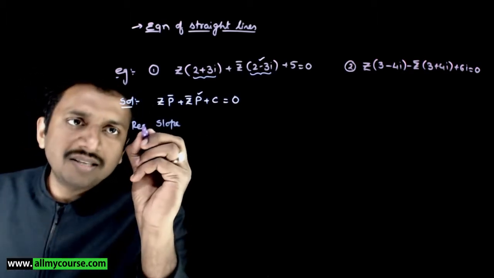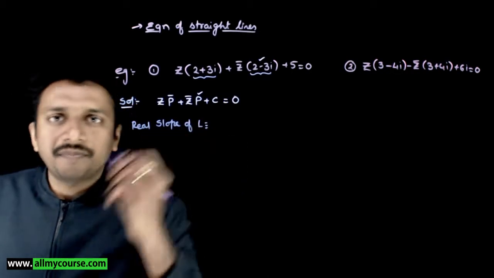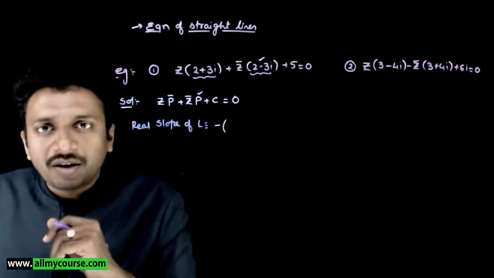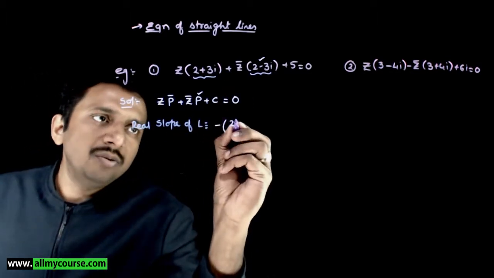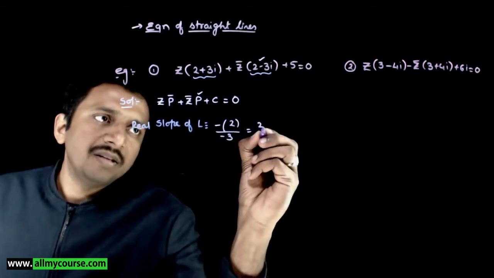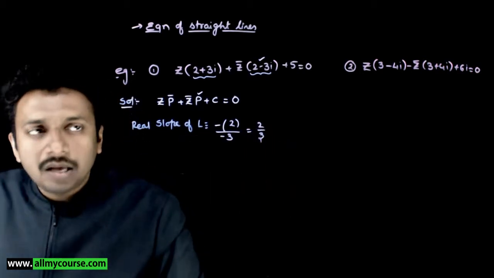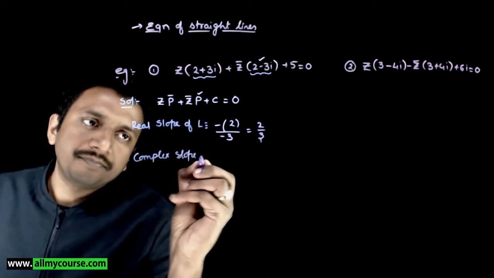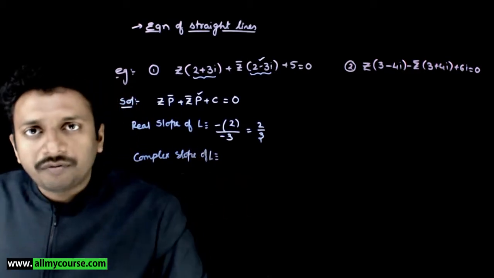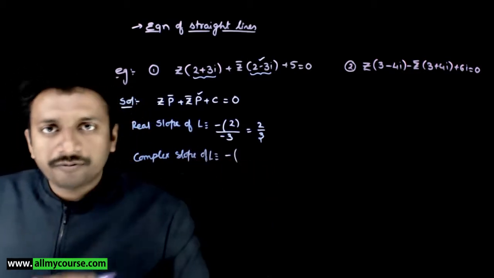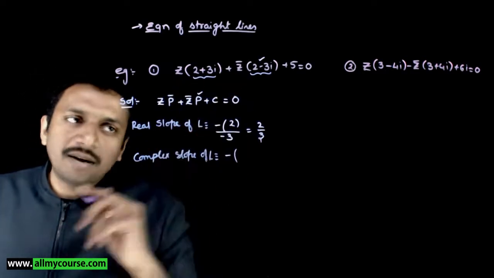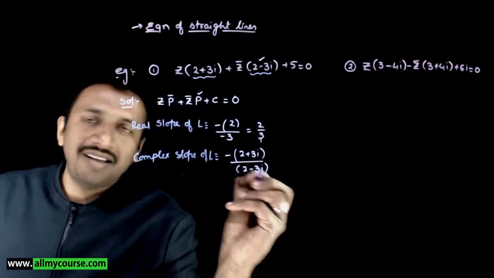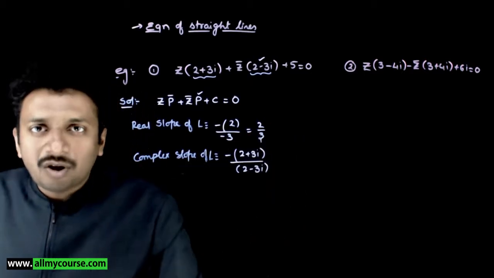That is, what is the real slope of a line? The real slope of a line is minus of the real part of p by the imaginary part of p. That is, the real part is 2 by the imaginary part, which is minus 3. So that is equal to 2 by 3. What is the complex slope of the line? The complex slope of the line is nothing but minus of the z coefficient by the z bar coefficient. That is (2 + 3i) by (2 − 3i). This is the real slope. This is the complex slope.